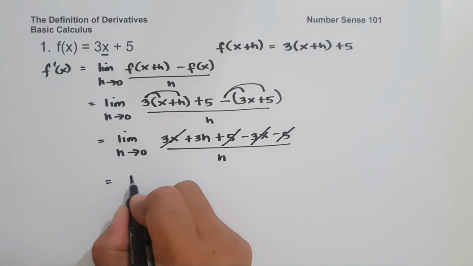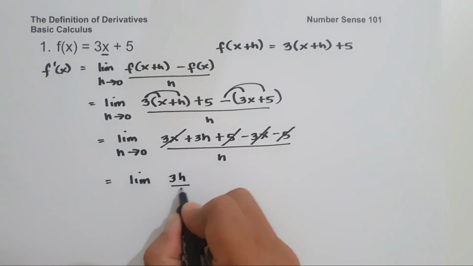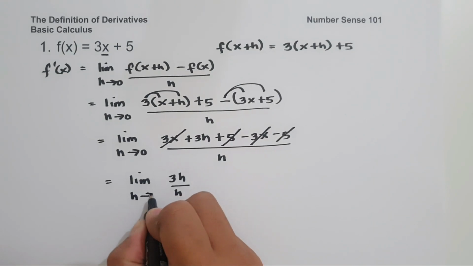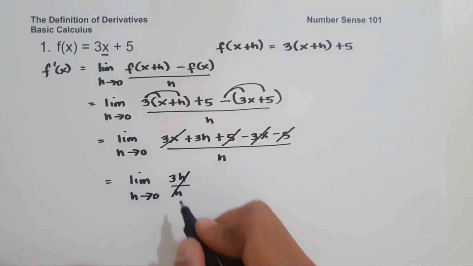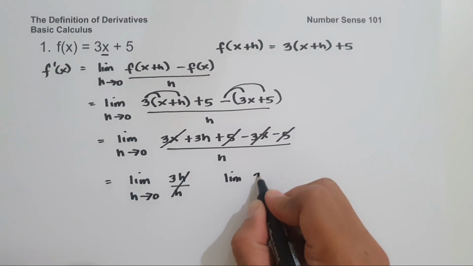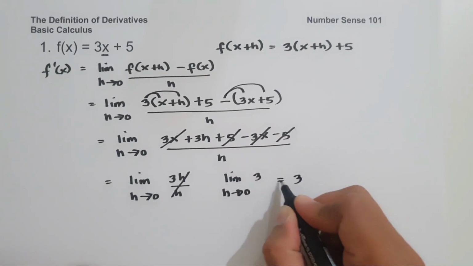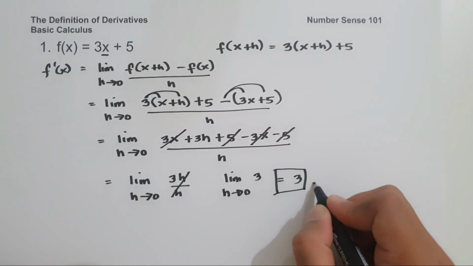So this will give us the limit of 3h over h as h approaches 0. So let us cancel this one. This will give us the limit of 3 as h approaches 0, and that is equal to 3. And this will be our answer.